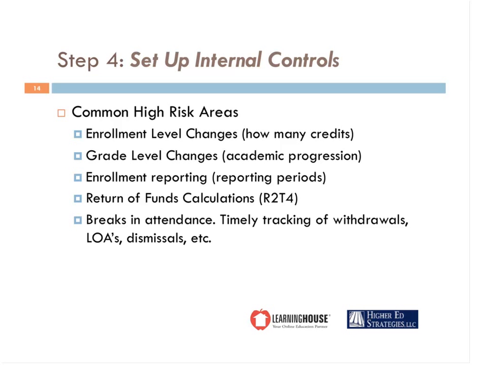Common high-risk areas that we see as a result of program reviews and compliance audits: changes in enrollment levels, how many credits, if a student, let's say, changes from 6 to 3, what that means to eligibility; grade level changes, academic progression, meaning how does a school track when a student progresses from, let's say, a sophomore to a junior and then gains additional loan eligibility. Enrollment reporting: you'll want to make sure you double check your reporting periods for the SSCR and for the Student Loan Clearinghouse to make sure that you will capture any changes in enrollment.